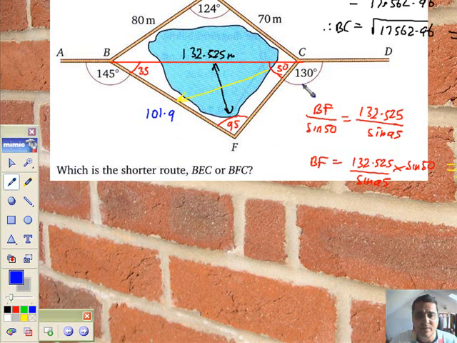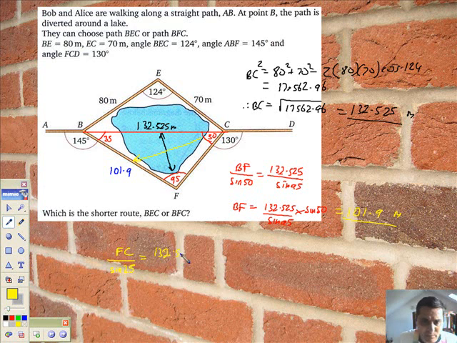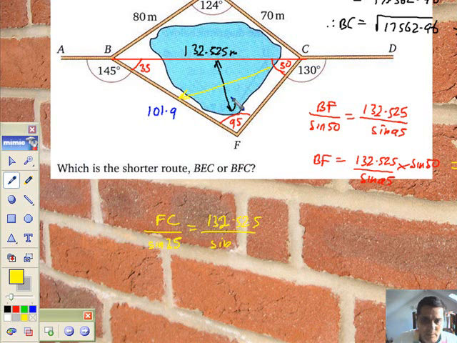Now I'm going to do the same with the 35 degrees and the length FC. I'll work down here in yellow. So FC divided by the sine of his angle, which is sine 35, is just like saying 132.525 divided by the sine of his angle, which is of course sine 95. So similar to this setup here, take the sine 35 over and multiply. So FC is going to be 132.525 over sine 95 multiplied by sine 35.